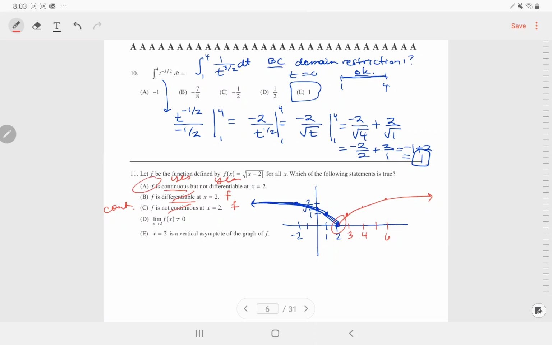So I like A, but let me look at the rest. The limit as x approaches 2 is not 0. No, it is 0. If you go this way, you get a y value of 0 in both cases. So that's false, because it equals 0. Okay. Is a vertical asymptote? No, it's not. A denominator equals 0, so I don't feel like it's an asymptote. Okay, so A. Okay, 88%, that's not bad.